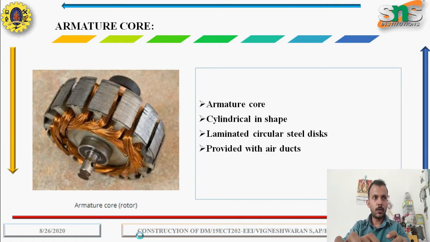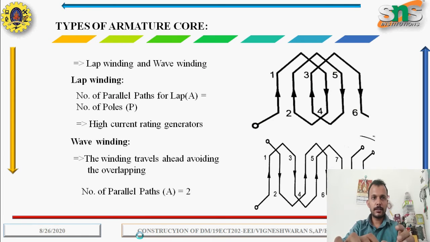This is the armature core. You can see that the armature is the rotor. The armature core is cylindrical in shape, a laminated circular steel disc. The lamination is made to reduce eddy current loss in the rotor, and it is provided with air ducts for air circulation and flux distribution.